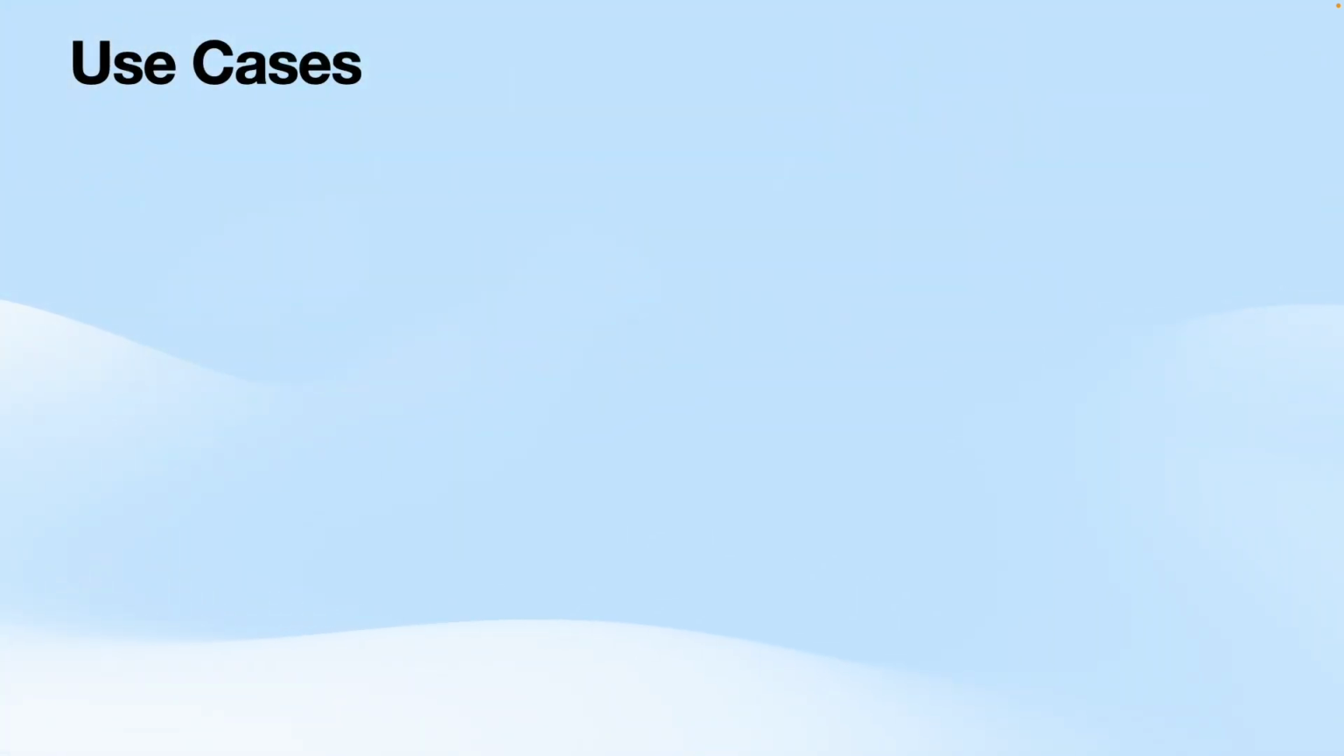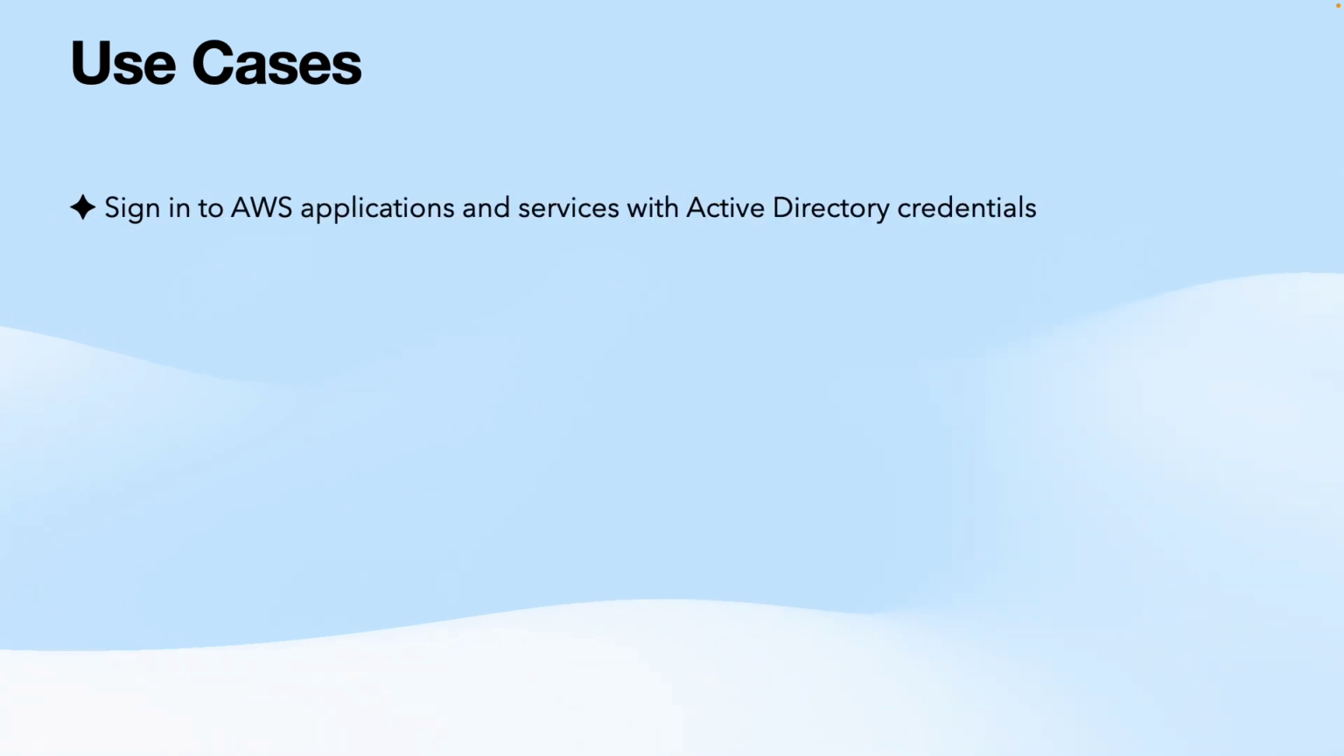Now let's look at some of the use cases. First, sign into AWS applications and services with Active Directory credentials. You can enable multiple AWS applications and services such as AWS Client VPN, AWS Management Console, AWS IAM Identity Center, Amazon Chime, Amazon Connect, Amazon FSx, QuickSuite, Amazon RDS for SQL Server, WorkDocs, Amazon WorkMail, and WorkSpaces to use your AWS Managed Microsoft AD directory.